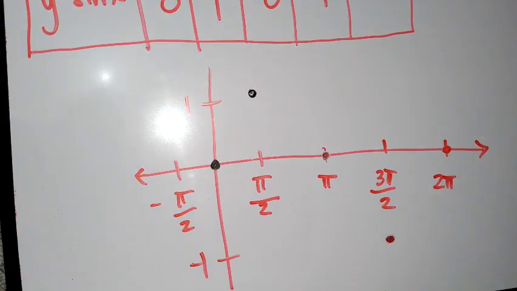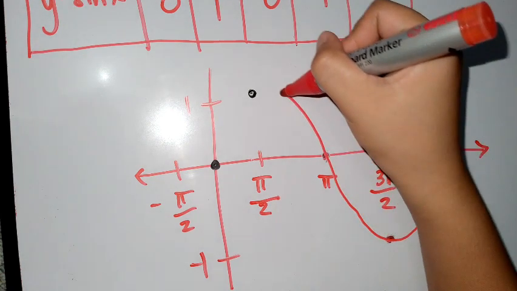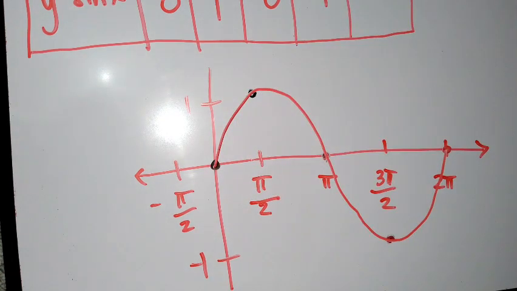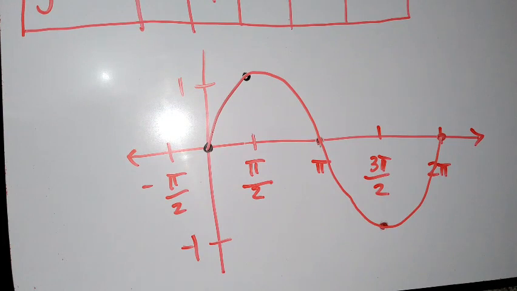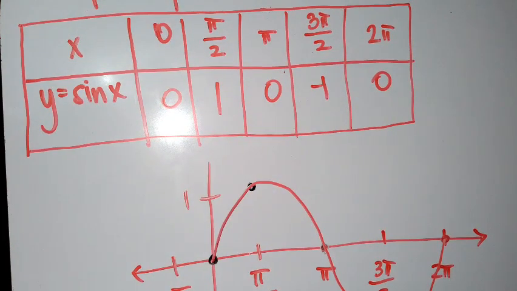After plotting all of the points, all we need to do now is to connect those points smoothly using a curved line. And that is now the graph of y equals sine x. This is now the graphing of y equals sine x using this table.